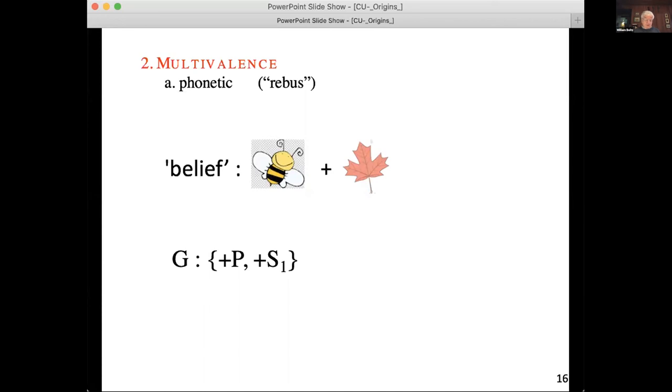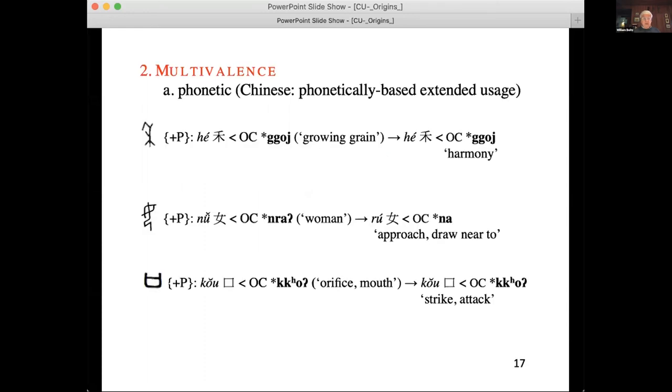For Chinese, this is called phonetically based extended usage. Here are the same three graphs from the Shang inscription writing system as they were used multivalently, that is, with what I call phonetically based extended usages. That is just a fancy way of saying they're being used as rebuses. The graph originally for the growing grain was pronounced he in Old Chinese, and it's used in rebus fashion for the homophonous word harmony. You can write the word harmony with this graph simply because, and these are simply the modern forms of the characters I put there just for convenience, the pronunciations are the same.